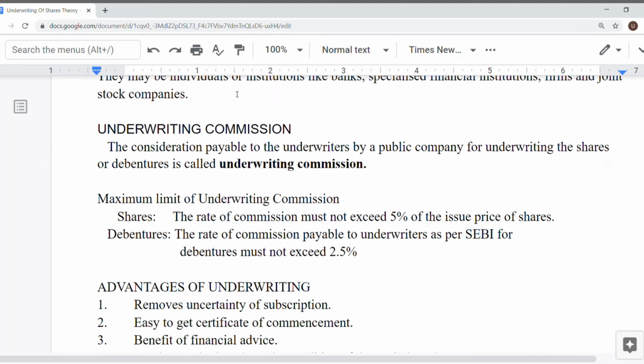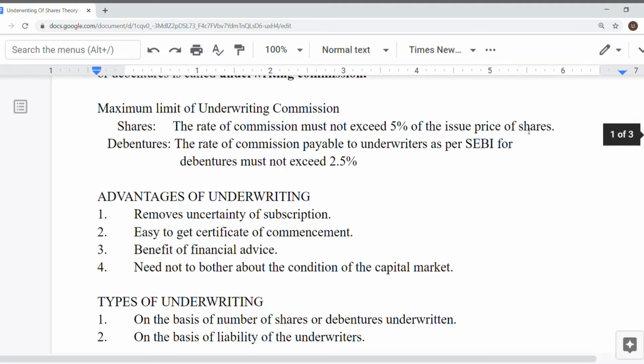So next, underwriting commission. What is underwriting commission? The consideration payable to the underwriters by a public company for underwriting the shares or debentures is called underwriting commission. The commission or the amount which is payable by the public company for underwriting their shares is called underwriting commission. There is no need for more explanation. If there are any doubts, please put them in the comment section. I'll be clearing your doubts.